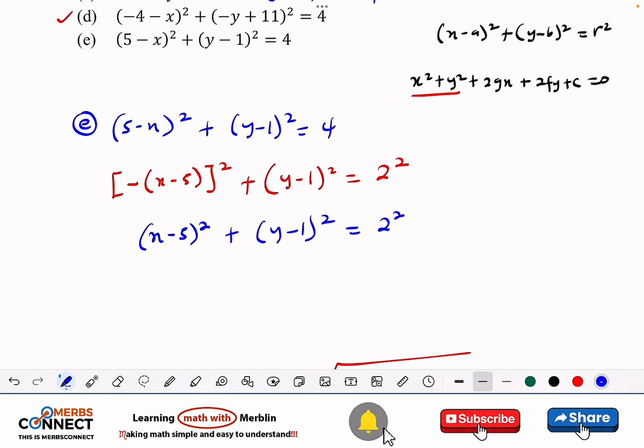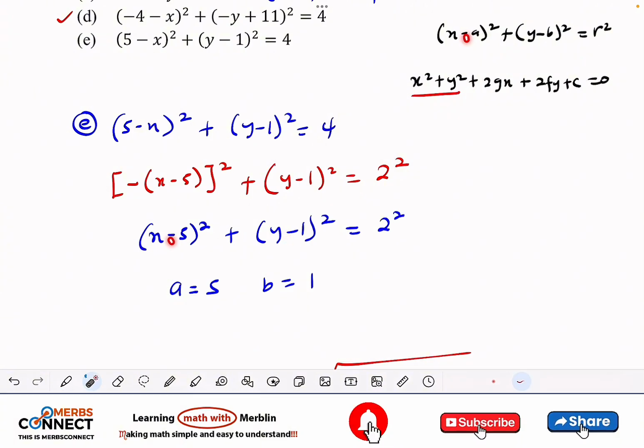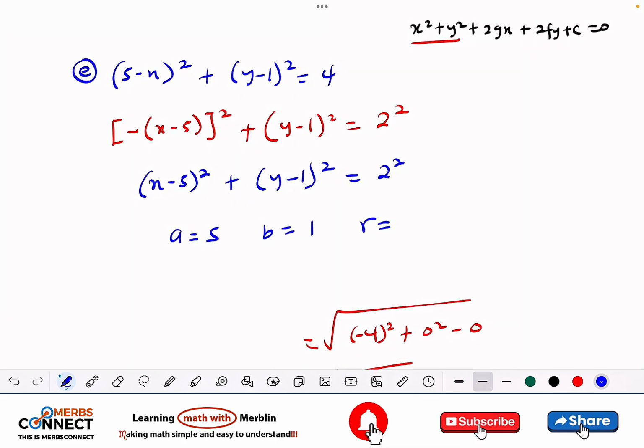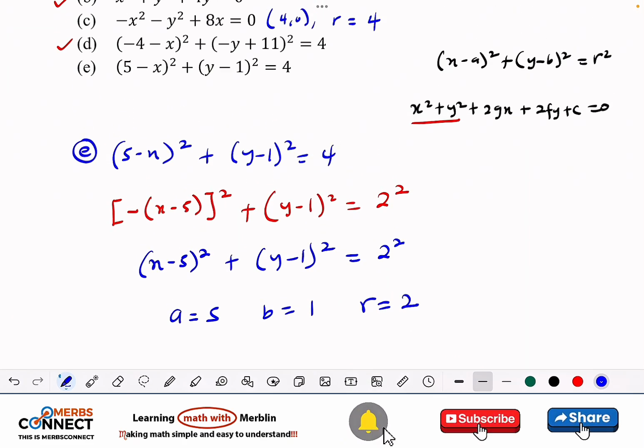Good. So let's compare. We can see that a is equal to 5 and b is equal to 1. Always pay attention to the negative sign. This is negative, this is negative, right? So you need to pay attention to that. If this one was positive, then a would be negative 5. So pay attention to all those things. Good. So what will be the radius? The radius is 2.